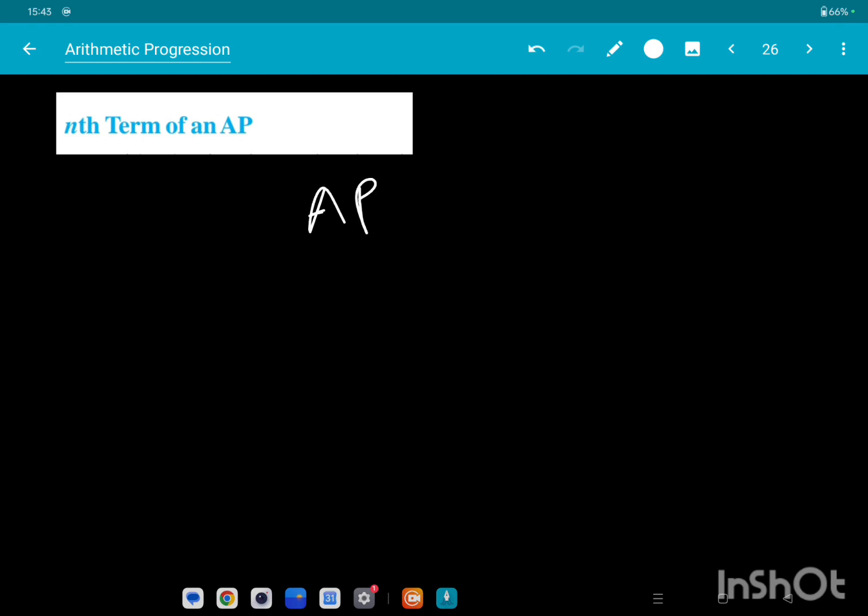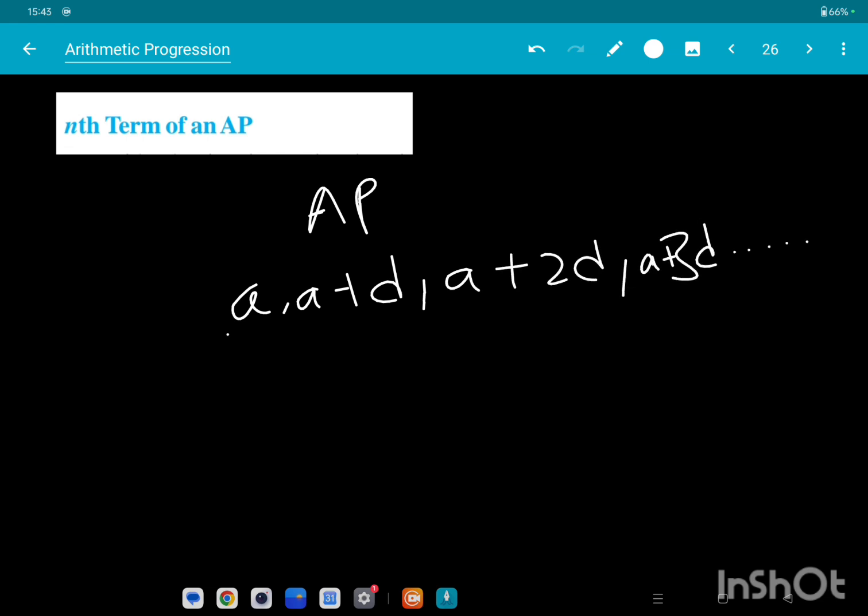AP is nothing but a terms order: a, a plus d, a plus 2d, a plus 3d, and so on. This is the general form of an AP. So a means the first term, and in a plus d, d is the common difference.